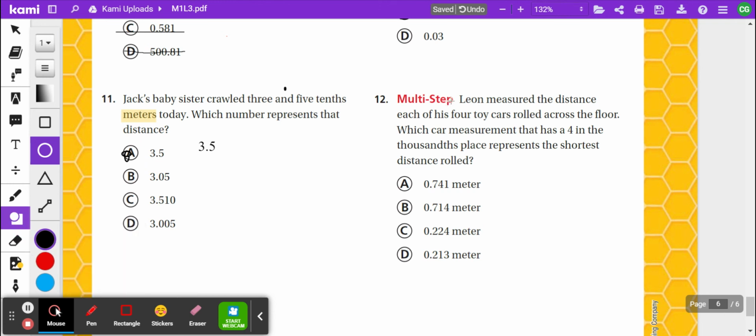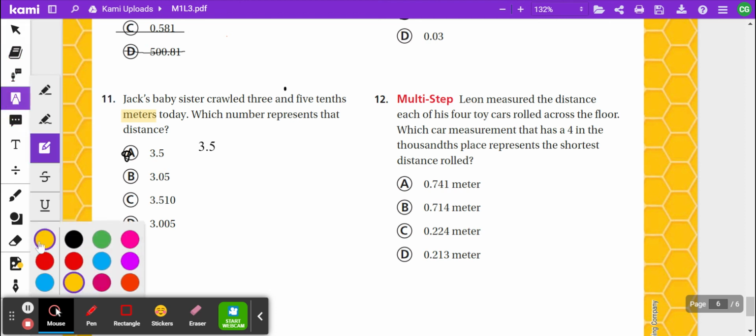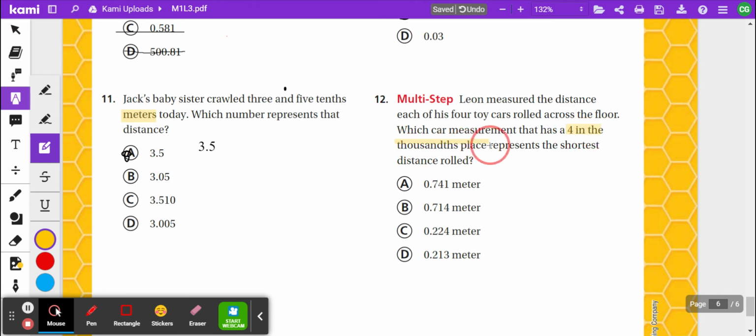All right, so let's look at number 12, multi-step. Leon measured the distance each of his 4 toy cars rolled across the floor. So guys, you'll be doing this in science when you're studying potential and kinetic energy. Well, at least I hope that you do this one because that was pretty awesome. Which car measurement has a 4 in the thousandths place value? So I want to highlight that part there. I have a 4 in the thousandths place value to represent the shortest distance.